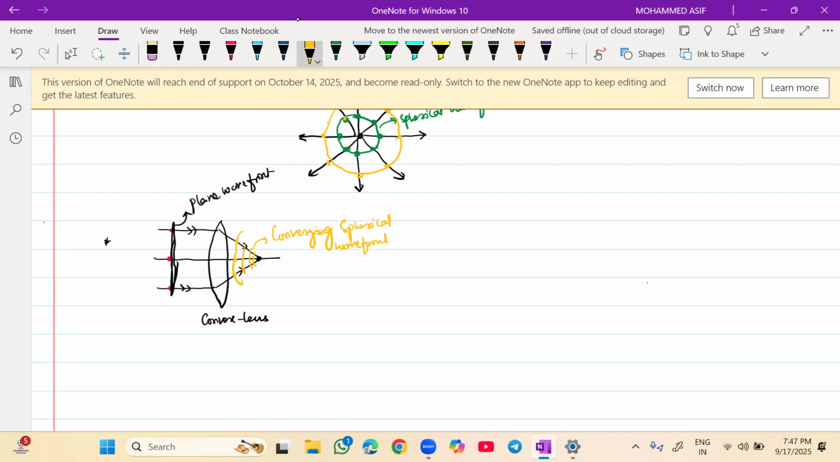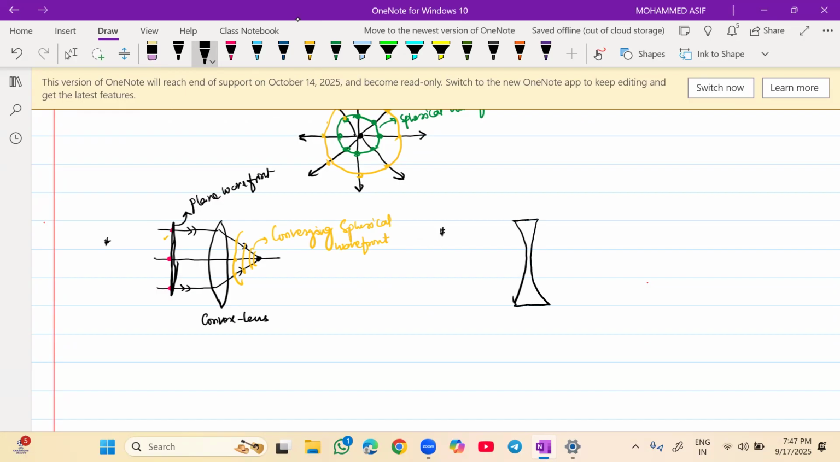Am I clear with this question? If someone asks you, when a plane wavefront is incident on a convex lens, what is the output we are getting? We are getting a converging spherical wavefront. Am I clear?